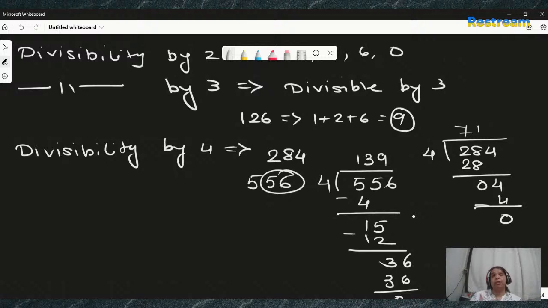So what does the divisibility rule of 4 state? It states that if the last two digits of a number are divisible by 4, then the entire number is divisible by 4.